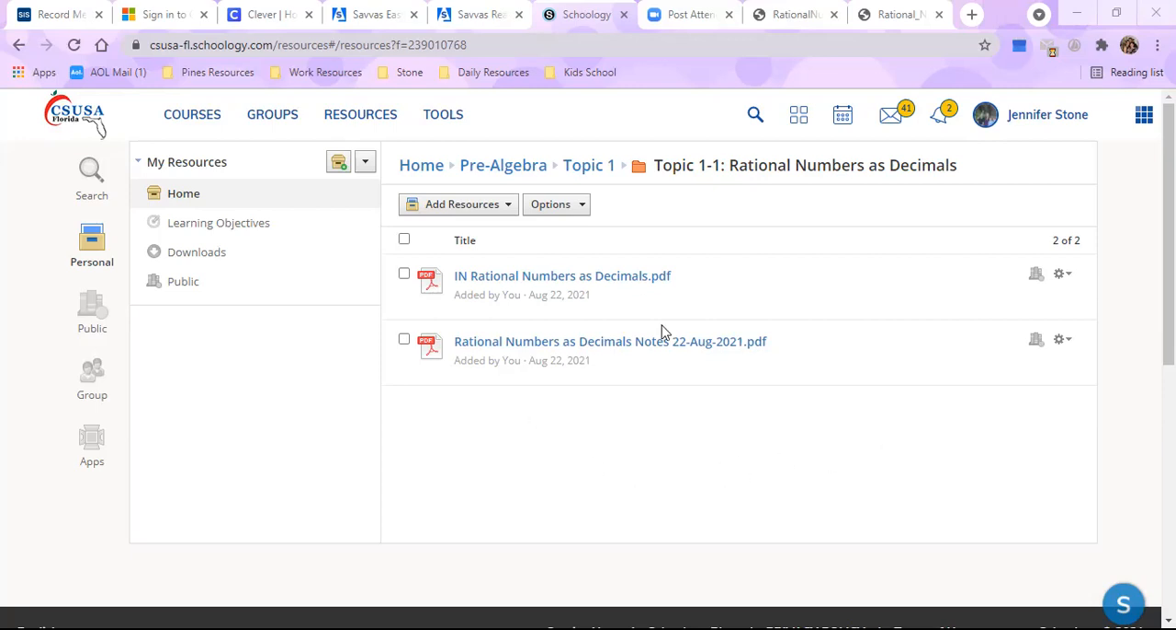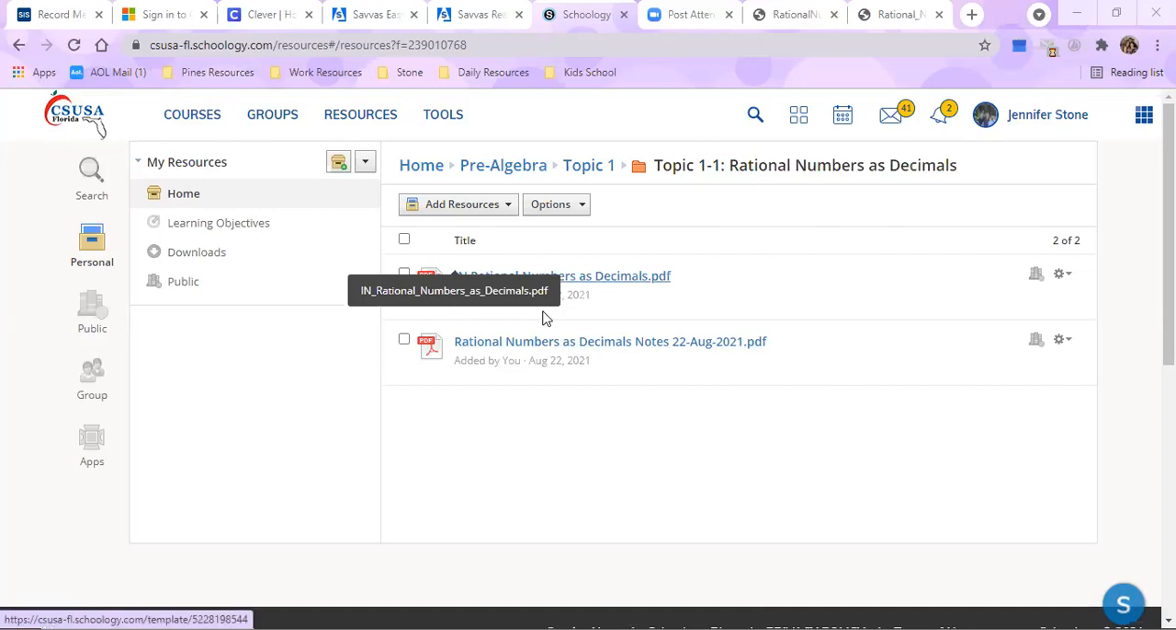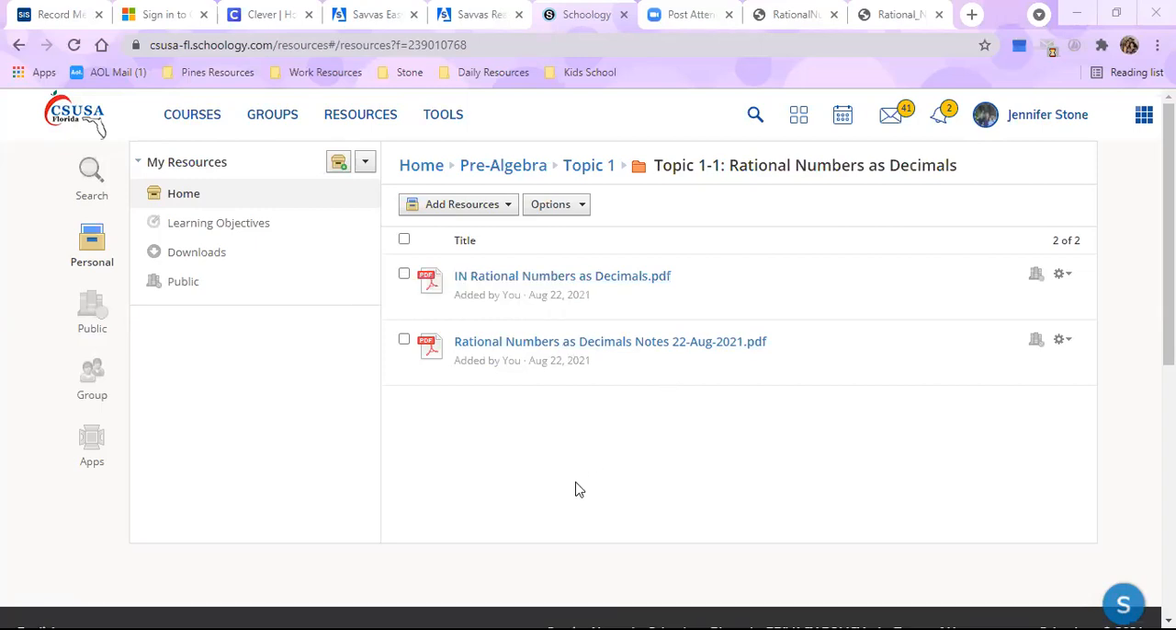Okay. So in your Schoology, these are the two notes. We have the interactive notebook, and then we have the handwritten notes that I made for you. I have already downloaded them because it's just easier for me to share them. And so we will go over the notes. I break it down basically step by step, and then we'll practice a couple problems.